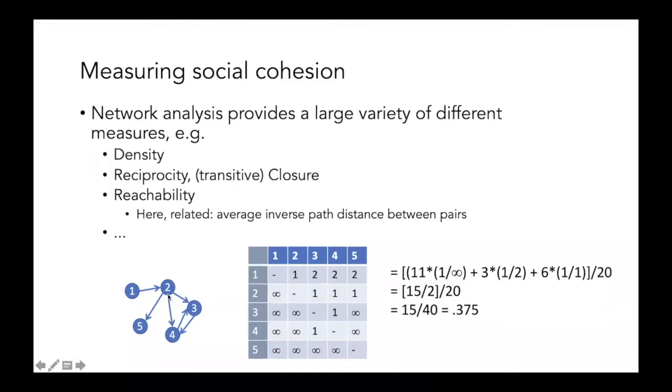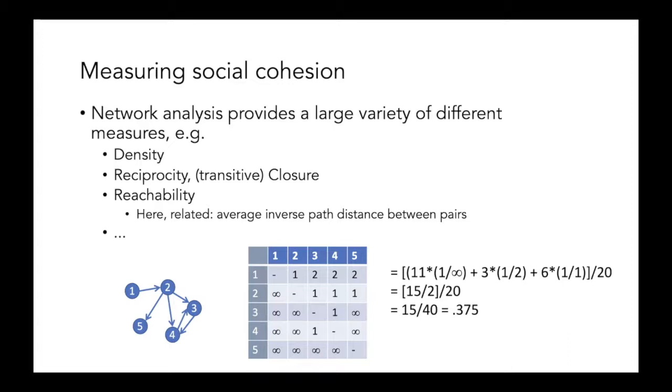And if you look at this example here, where there is no path at all, this is the infinity sign here. That means the inverse value would be 0. So for this small network here, the cohesion would be 0.37.